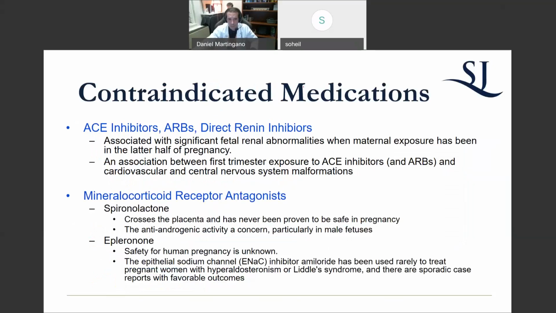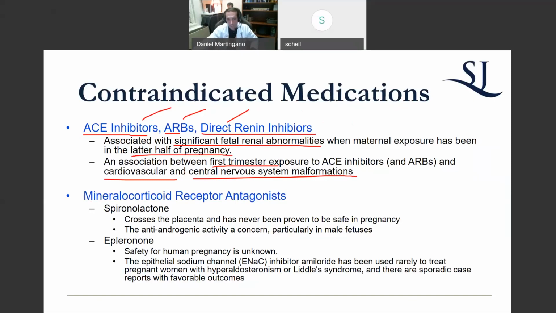For medicines that are straight up contraindicated, your ACE inhibitors, ARBs, and direct renin inhibitors, they're contraindicated for the very mechanism of their action, in that it causes renal problems. That's what this class of medicines does. But more than that, the renal problems exist in the later half of pregnancy. In the first trimester, these are associated with classic teratogenic effects like cardiovascular and central nervous system malformations. So we don't use them.